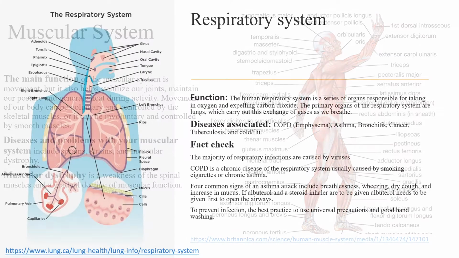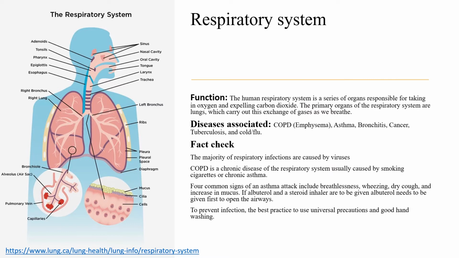Respiratory system. Function. The human respiratory system is a series of organs responsible for taking in oxygen and expelling carbon dioxide. The primary organs of the respiratory system are the lungs, which carry out this exchange of gases as we breathe. Diseases associated with it are COPD, asthma, bronchitis, cancer, tuberculosis, and colds and the flu. The majority of respiratory infections are caused by viruses.